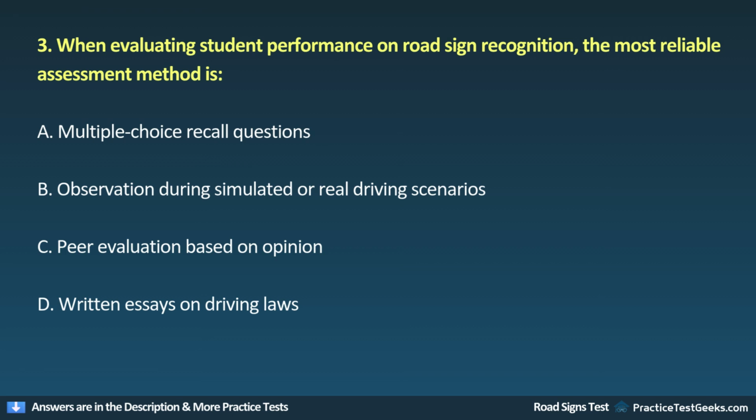3. When evaluating student performance on road sign recognition, the most reliable assessment method is: A. Multiple choice recall questions. B. Observation during simulated or real driving scenarios. C. Peer evaluation based on opinion. D. Written essays on driving laws.